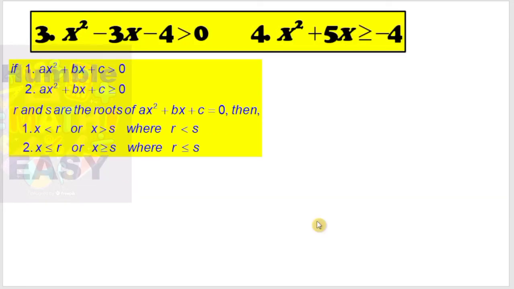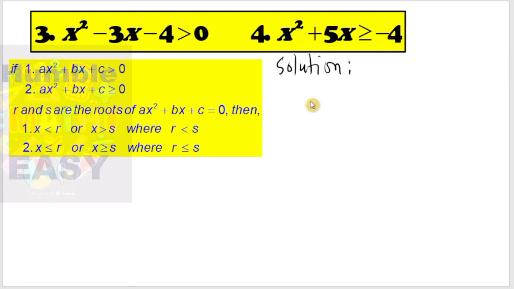So the problem that we have for the number 4 is x squared plus 5x is greater than or equal to negative 4. So we have here now greater than or equal to negative 4. Then again, you have to follow this pattern that we have. And so the solution for this is we are going to extract the inequality that we have. It's the same as what we have done in our quadratic equation. It should be formed the quadratic equation.